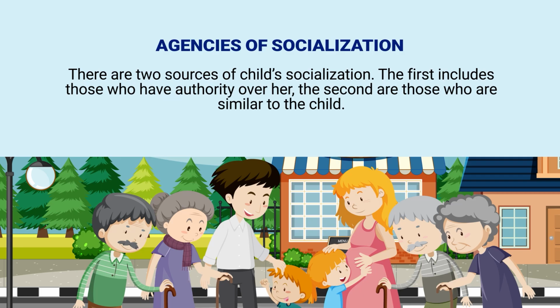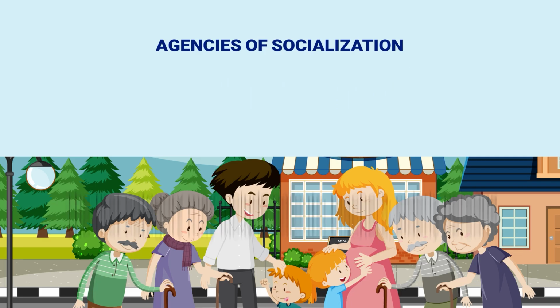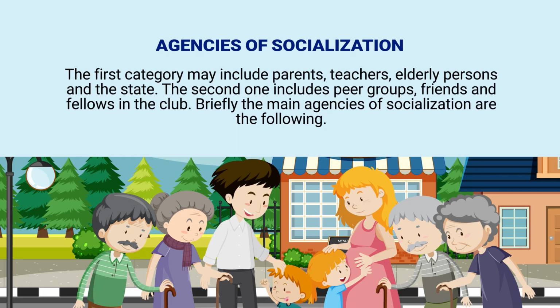The first includes those who have authority over the child. The second are those who are similar to the child. Those who are authoritative to the child, we can say the first category, may include parents, teachers, elderly persons, and the state. The second one includes peer groups, friends, and fellows in the club.